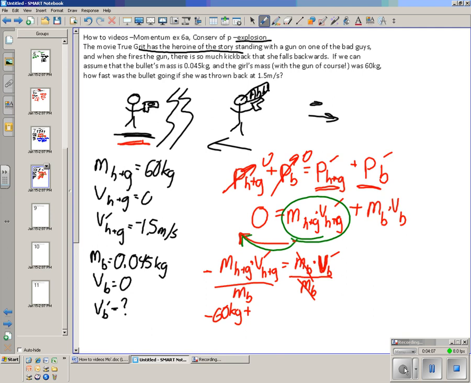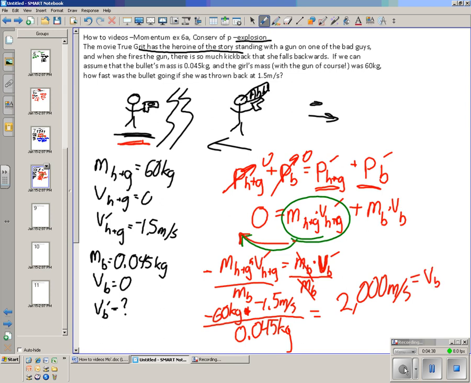Okay, so negative 60 kilograms times negative 1.5 meters per second divided by mass of the bullet, which is 0.045 kilograms, and tapping that into my calculator. Oh, look at that. I get a lovely, lovely number. 2,000 meters per second is the final velocity of the bullet.